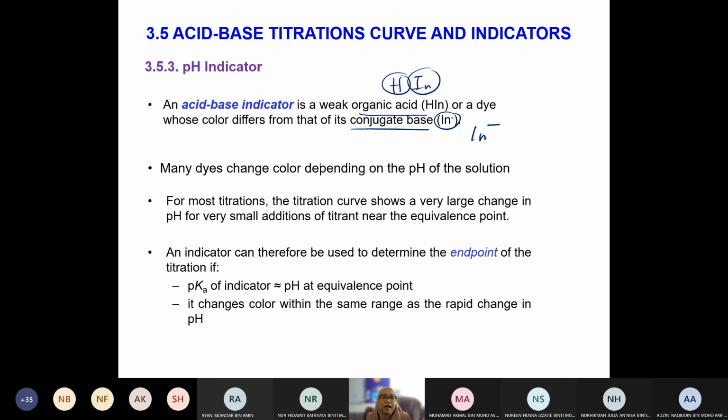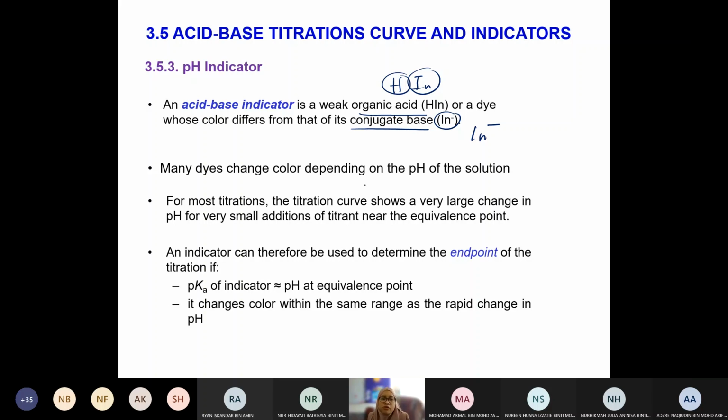Okay, alright. So many dyes change color depending on the pH of the solution. So a lot of dyes, the reason it is used as indicator is because it changes color. They have the ability to change color depending on the pH of the solution. That is very interesting about indicator ataupun this type of organic acid lah, weak organic acid. Okay, tak semua organic acid tu adalah indicator, tapi kebanyakannya dia datang daripada organic acid.